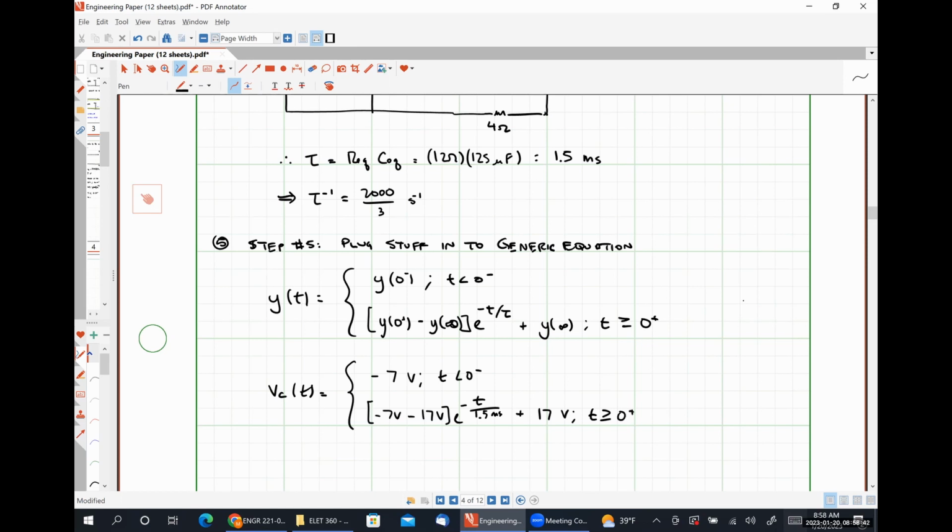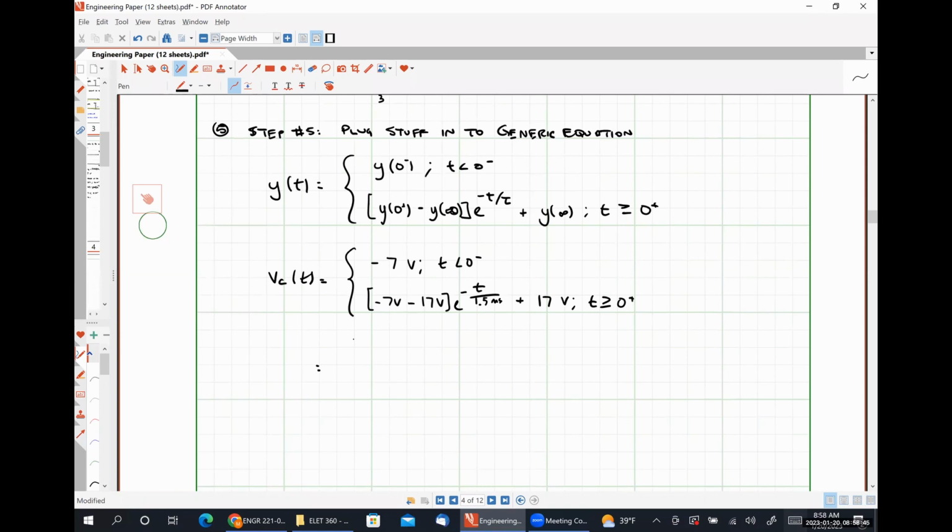Doing a little bit of simplification here. That's going to be negative 7 volts for t less than 0 minus. Negative 7 minus 17 is negative 24 e to the minus t times the inverse of tau, so negative 2000 over 3 t plus 17 volts for t greater than or equal to 0 plus.